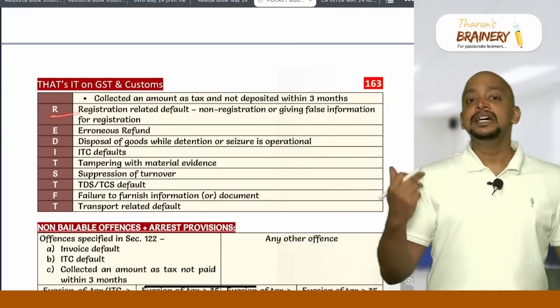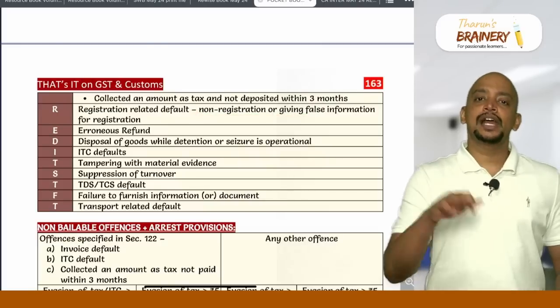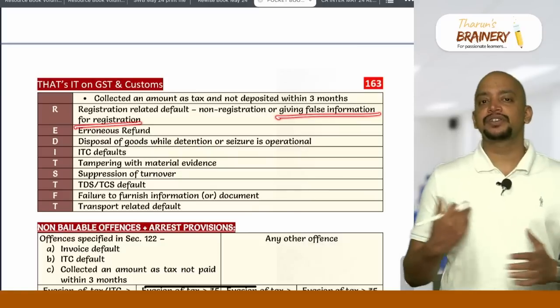Then R for registration default. Registration default means non-registration: you are liable to get registered but you have not got registered, or giving false information for registration.